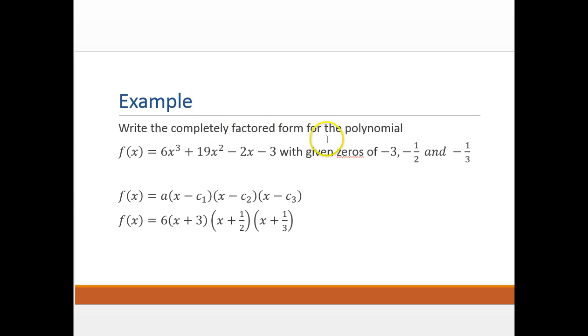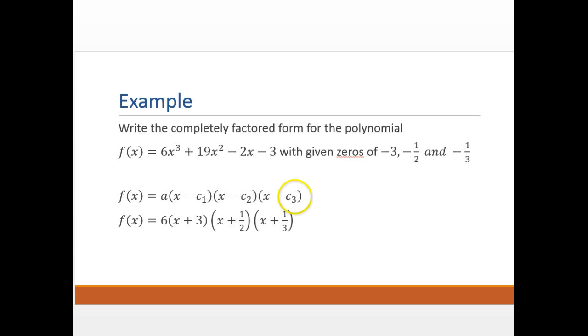Let's write the completely factored form of the polynomial. I'm given this function, f of x is 6x cubed plus 19x squared minus 2x minus 3. I know it's degree 3, so it has at most 3 real zeros. I'm actually given all 3 real zeros: -3, -1/2, and -1/3. So if I want to write this out, I know f of x equals a, my leading coefficient, times x minus c1, x minus c2, times x minus c3.